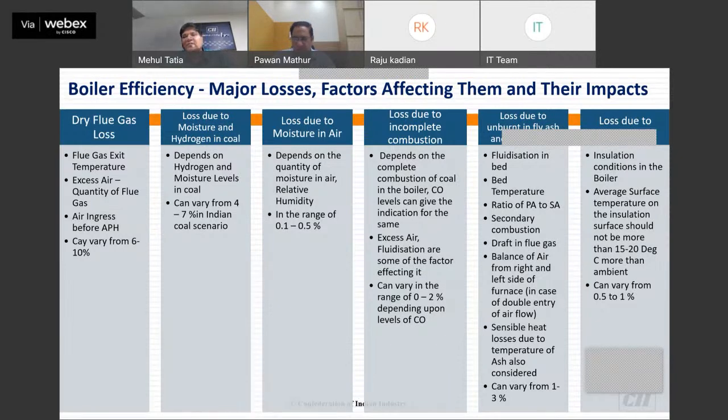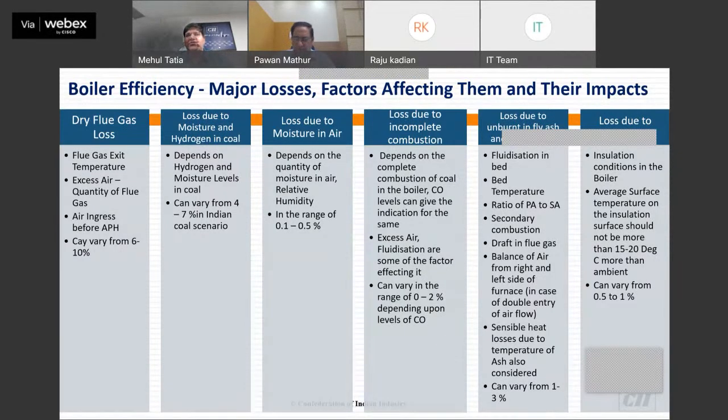Now, out of these losses, there are certain points which I have mentioned. I'll share these slides with you. You can all go through them in detail. But if we talk about the losses which are in the control of the plant people, one is the dry flue gas loss, which contributes around 6 to 10%. If the plant performance is good, it will be in the range of 6%. If the plant performance is not very good, it would be on the higher side, around 9 to 10%.